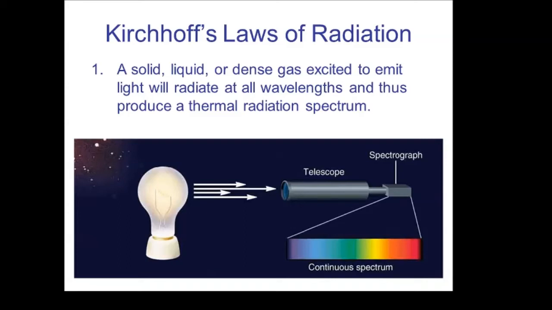The first law is on the thermal radiation spectrum. What it says is that if you have a solid, liquid, or dense gas, so something relatively dense that can be characterized by a temperature, excited to emit light, it will emit light at all wavelengths and produce a thermal radiation spectrum, or continuous radiation spectrum. All that means is it's dense and it has a temperature. Not even hot, it just has a temperature.